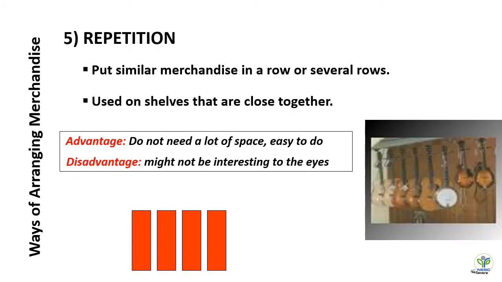The fifth type is repetition. Put similar merchandise in a row or several rows, used on shelves that are close together. Advantage: you do not need a lot of space, and it is easy to do. Disadvantage: it might not be interesting to the eyes. Repetition simply means that you put similar merchandise in a row or in several rows. This is easy to do, but it might not be as interesting to the eye as the other patterns.